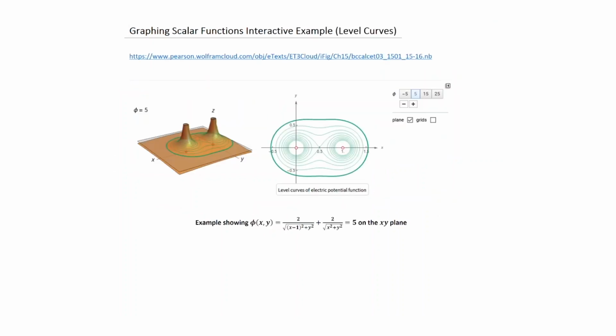All right, so again, you can go online. You can look at the URL link here. This is an interactive module where you can select basically your level curves, see where you are. This is an example where we've set the function to 5. So this is a constant value for the value of z. And so that represents this green line that you see here. If you change the value of z, then you get all these different lines that you see here.